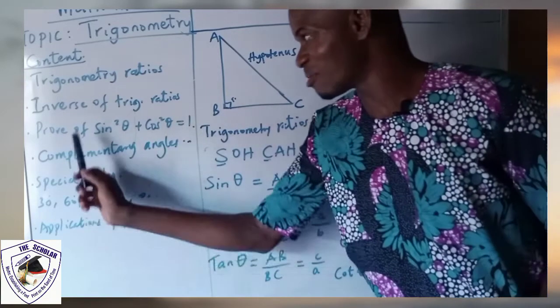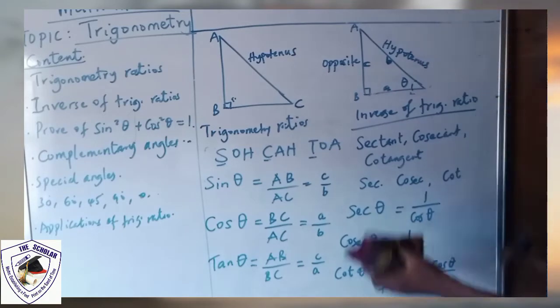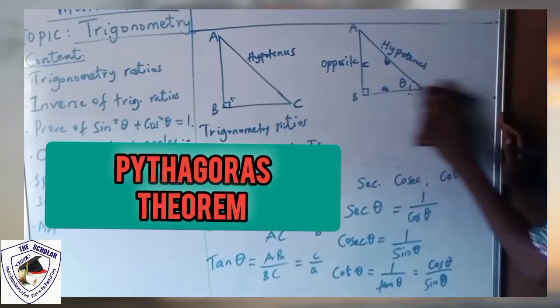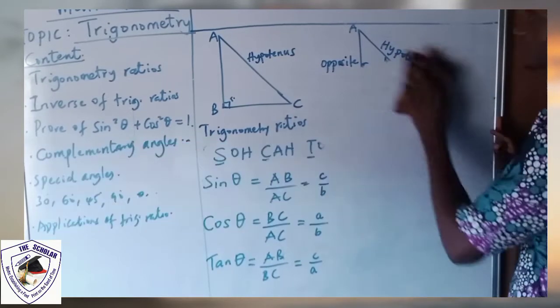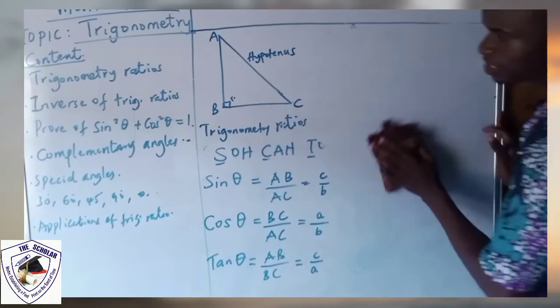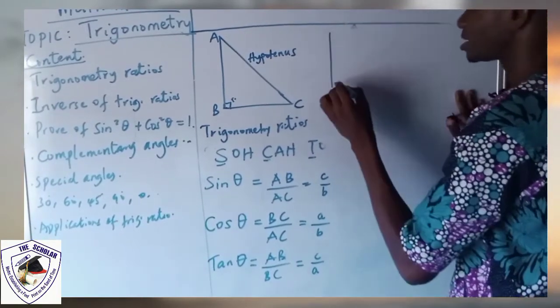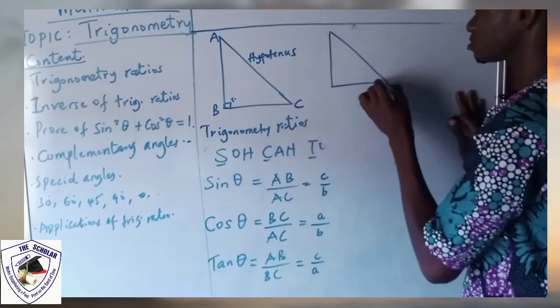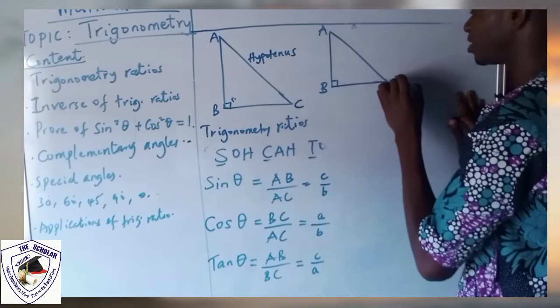Now, the next one we are moving to is the proof of sine squared theta plus cos squared theta is equal to 1. But before we can do that, we need to refresh our memory on what we call Pythagoras theorem. It is a theorem that is very, very important in mathematics. Now, let's say we are given a right angle triangle. I will state what the law states briefly.